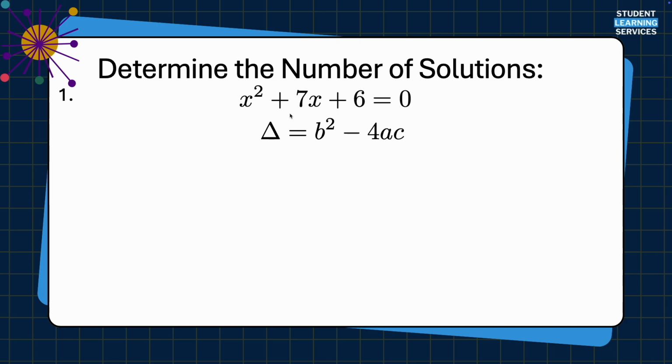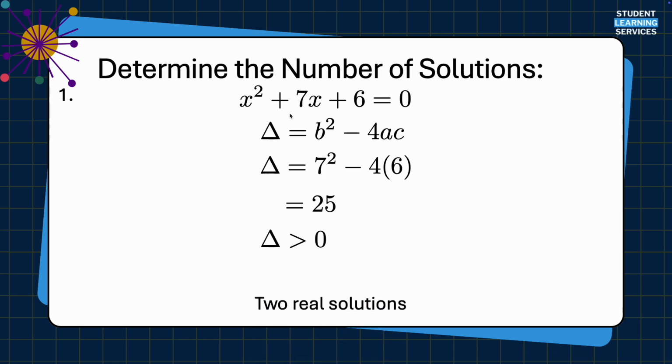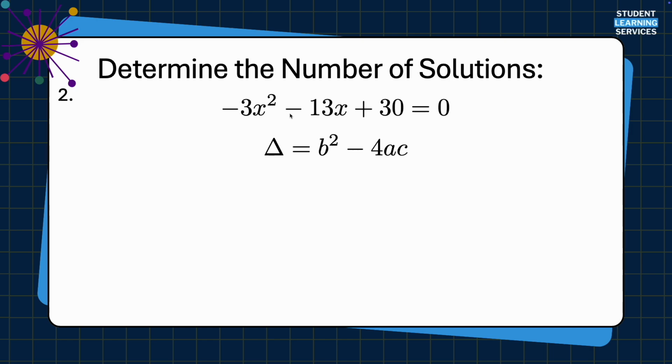Take a look at x squared plus 7x plus 6 equals 0. We can use the formula delta equals b squared minus 4ac to get that delta is equal to 7 squared minus 4 times 6 times 1, which is 25. Since this is greater than 0, we are going to get two real solutions. If you solve it by factoring, you'll be able to get your solution as negative 6 or negative 1. Let's look at another example.